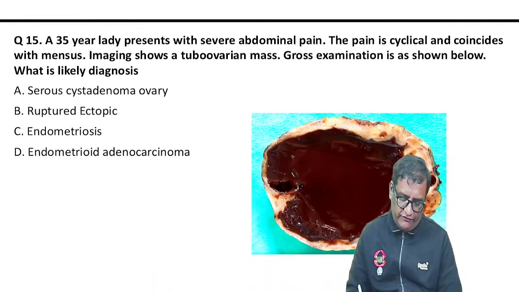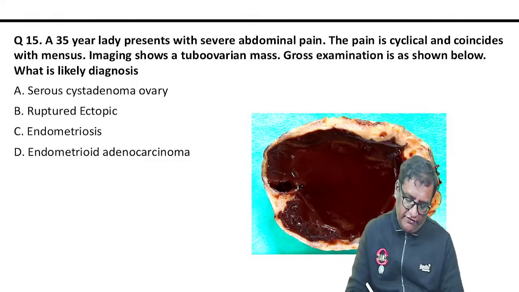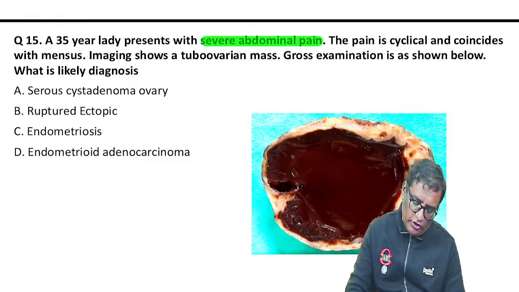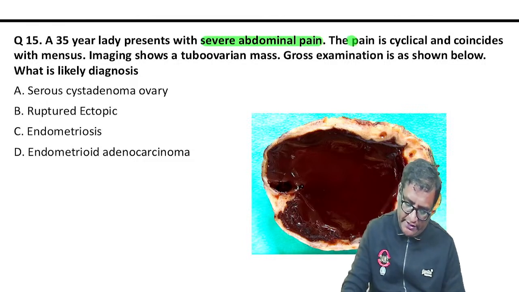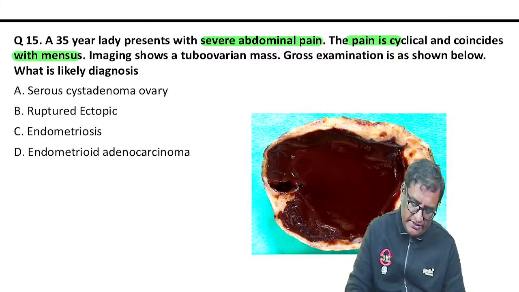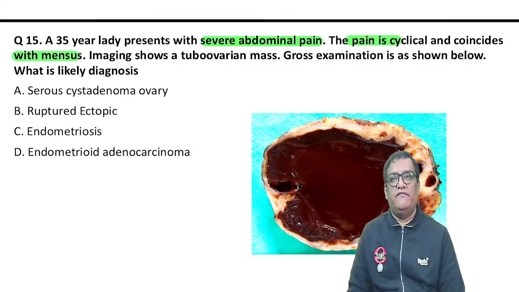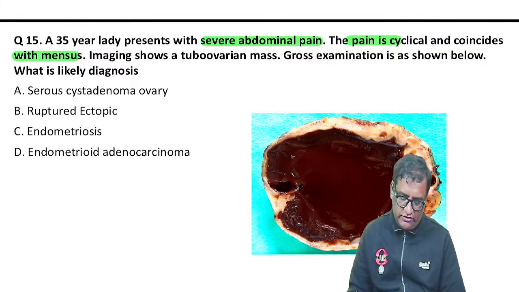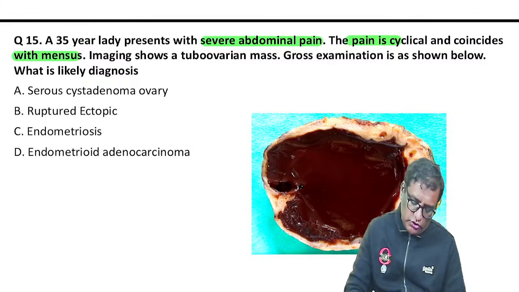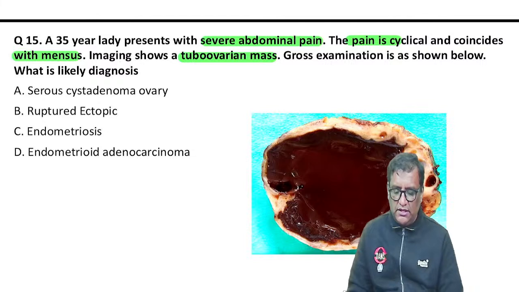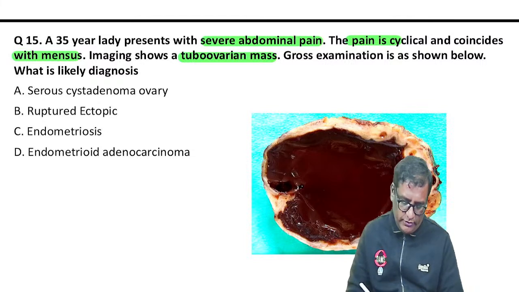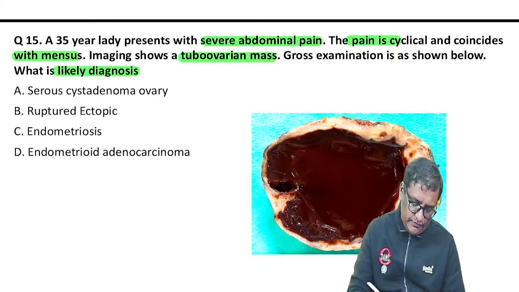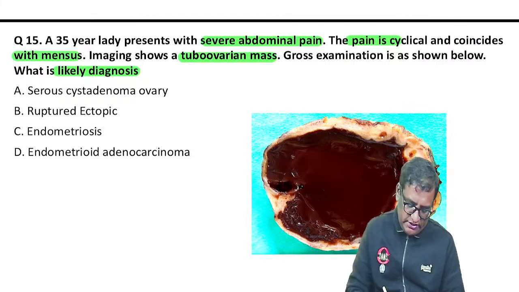Next, question number 15. A 35-year lady presents with severe abdominal pain. The pain is cyclical and coincides with menses. Imaging shows a tubo-ovarian mass. Gross examination is as shown below. What is the likely diagnosis? Serous cystadenoma, ruptured ectopic, endometriosis, endometrioid adenocarcinoma. So what is the answer?